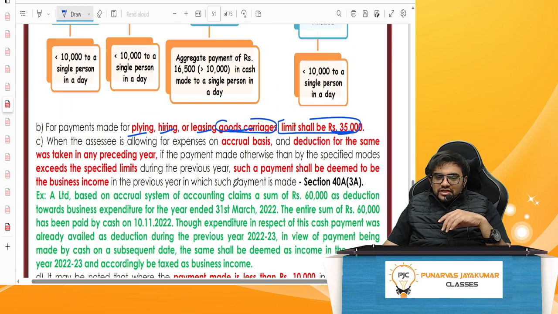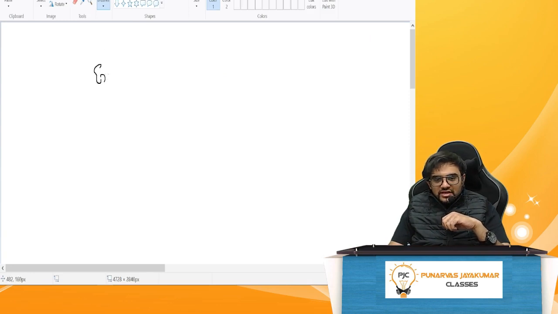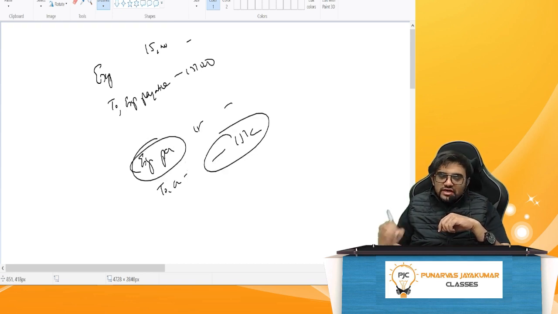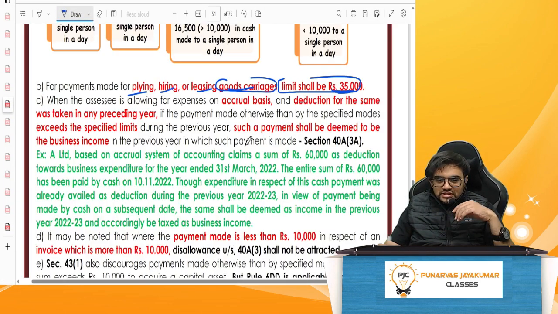So apart from that, if I make the entry in a different way, where I allow the expenditure on accrual basis, I'll make an entry expense to expense payable, normal expense payable 15,000. Next year, I will make expense payable to cash. So though there is no expenditure this year, I have paid cash more than 10K. This happened in 22-23 and this happened in 23-24. When will disallowance happen is the question. So if you see, this is what this section says.